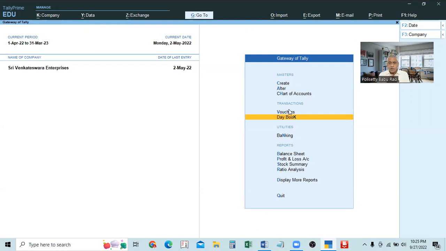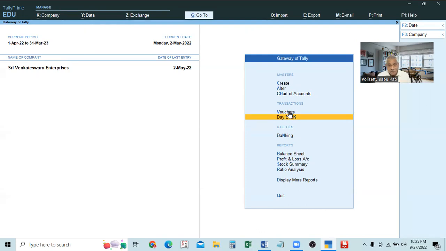Vouchers means we create vouchers individually. For every transaction, we create a voucher. We receive money, we make a receipt voucher; we make a payment, we make a payment voucher, like that. We record all the transactions in the accounting vouchers. So that is the meaning of vouchers, recording the transactions in the accounting vouchers.